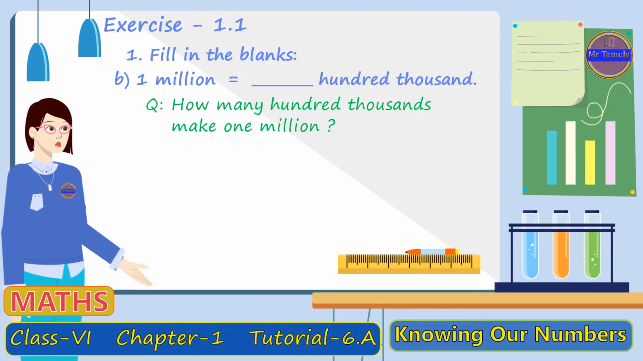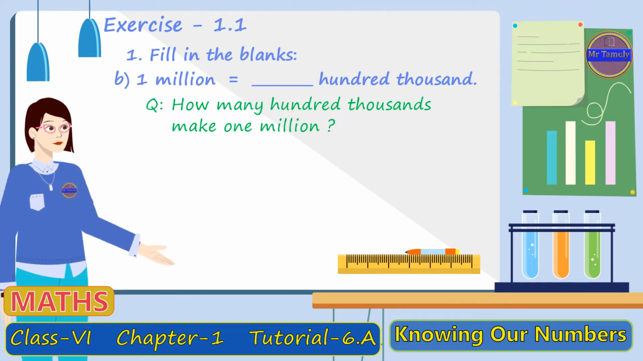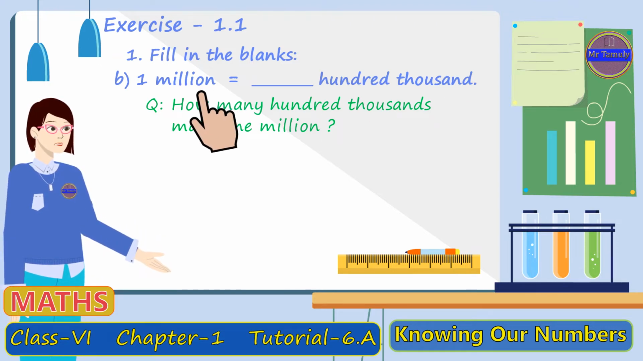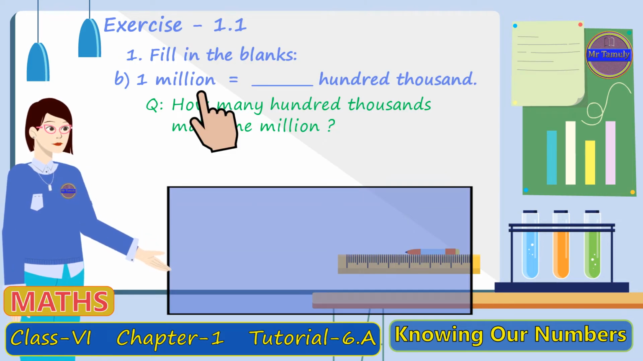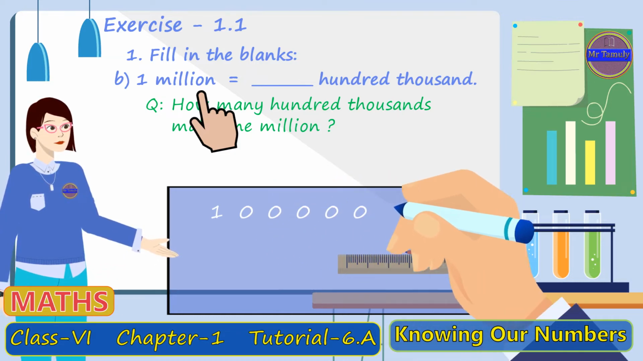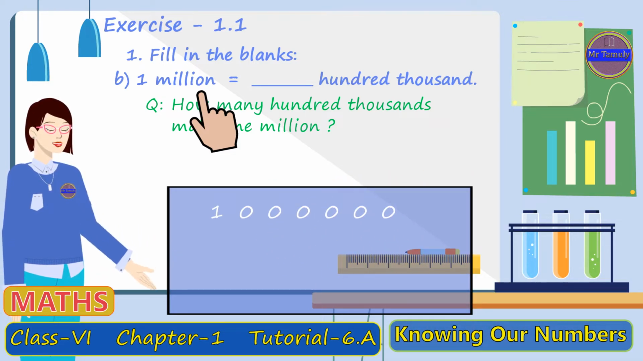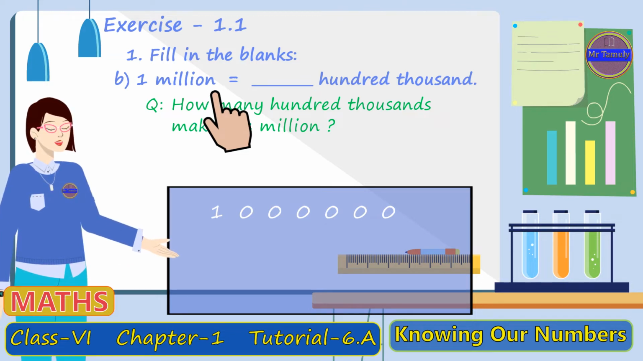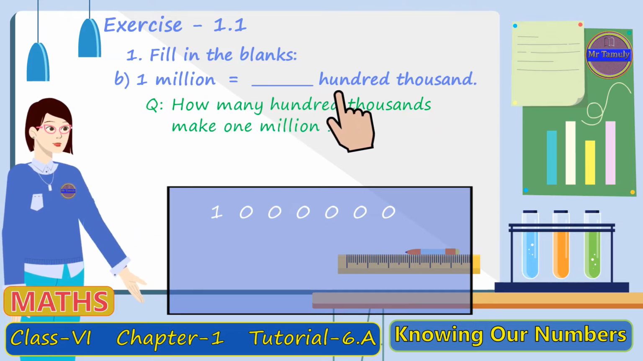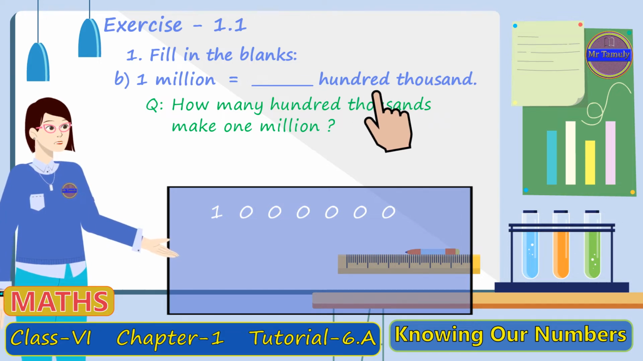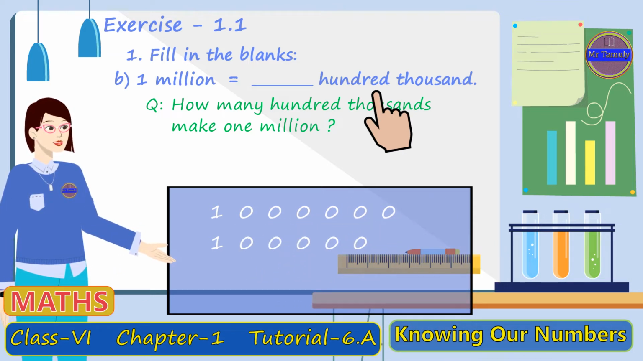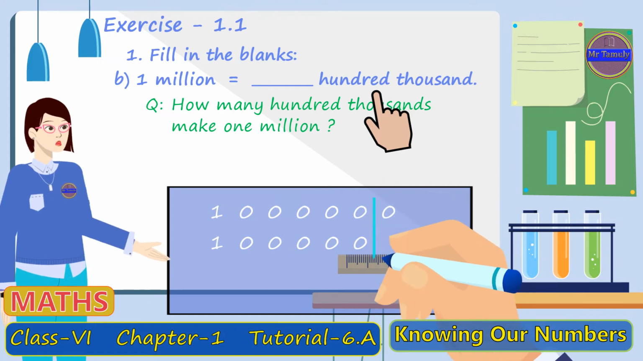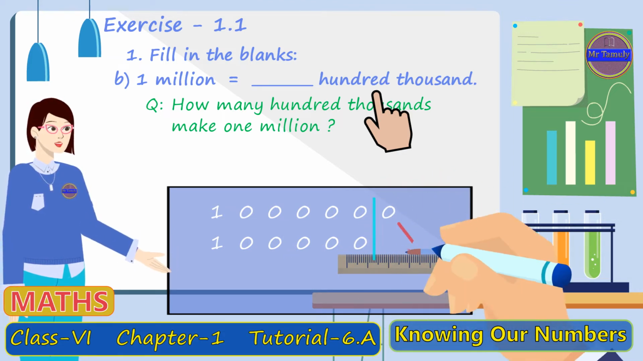So in order to find out the answer, first we shall write in numerals the number that we have on the left hand side of the equal to sign. The number is 1 million. So we shall write 1,000,000. Below this number we shall write the other number which is on the right hand side of the equal to sign. The number is 100,000. So we write 100,000. As you can see, 100,000 has got 1 zero less as compared to 1 million.